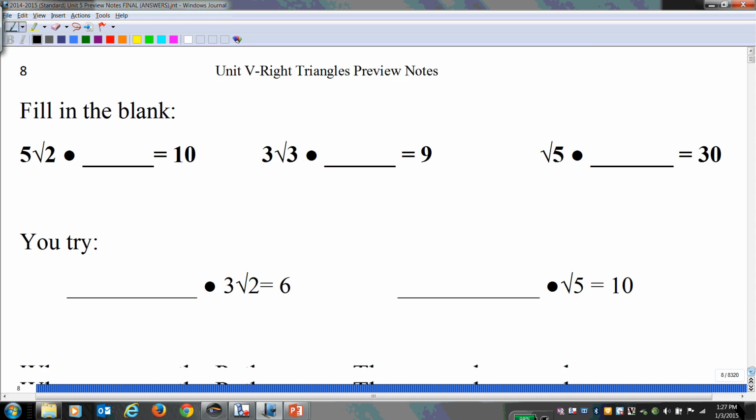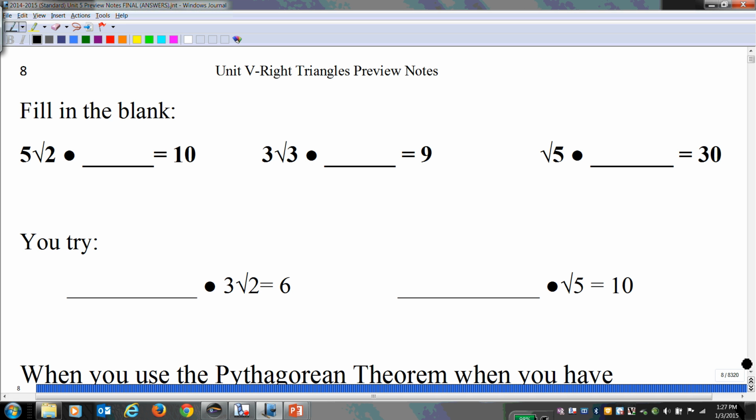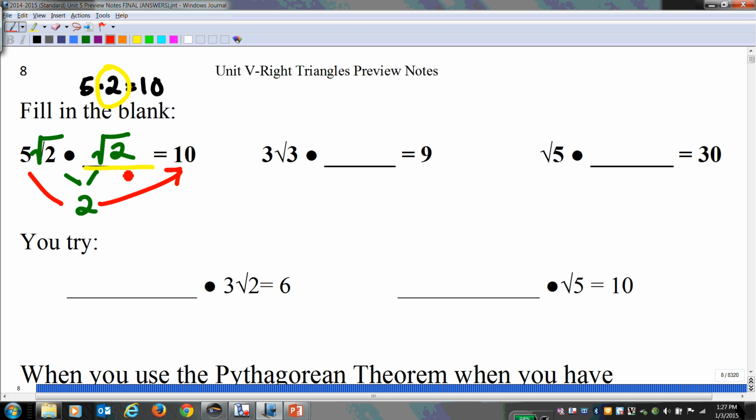Now we're going to fill in the blank. It reads like this: 5 root 2 times something is 10. Well, we know 5 times 2 is 10, so you have to ask yourself, what do we need to make this root 2 become just plain old 2? And what we need is another root 2, because root 2 times root 2 is 2. And then 5 times 2 is 10. So that blank is going to be root 2.